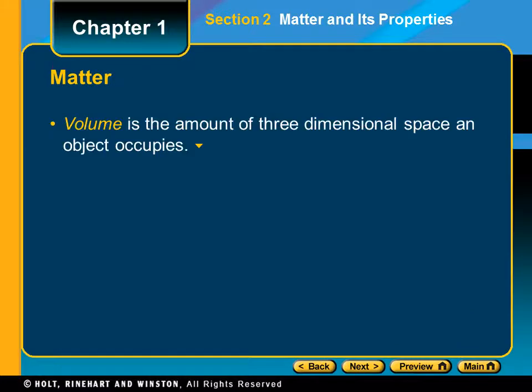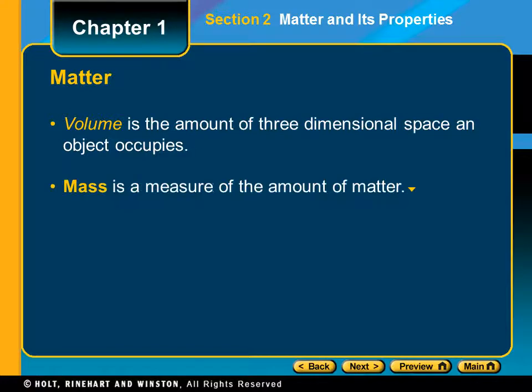So, what is matter? Well, we can talk about matter in lots of different ways. One characteristic of matter is that it has volume. Volume is simply defined as the amount of space that something takes up. Here it says the amount of three-dimensional space an object occupies. A chair and a desk cannot occupy the same space at the same time. It's that kind of understanding.